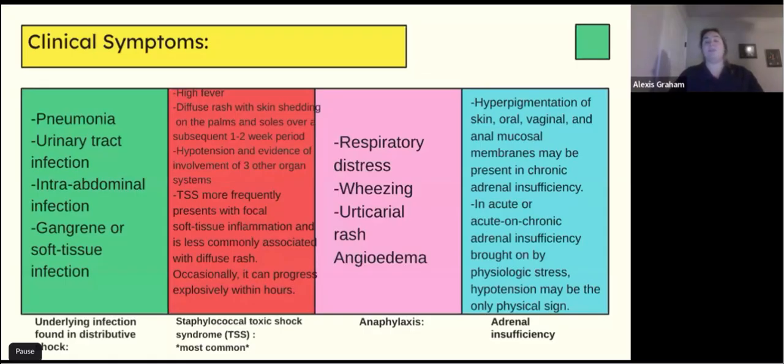And then there's also an adrenal deficiency that can cause hyperpigmentation of skin, oral, vaginal, and anal mucosal membranes. And that is present in a chronic adrenal insufficiency. And then an acute on chronic adrenal insufficiency can be brought on by physiological stress. Hypotension may also be the only physical sign.